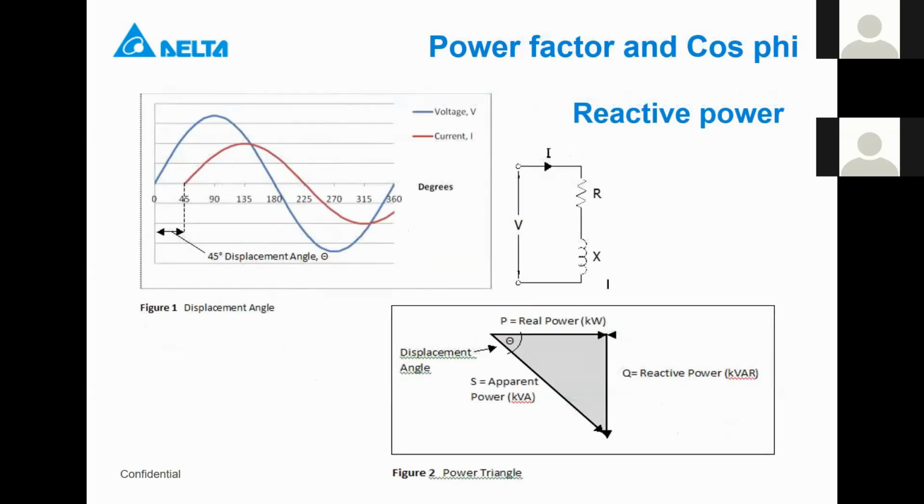The displacement angle will create three types of power. You have the real power, the reactive power, and the apparent power. Energy companies don't like the reactive power because they have to deliver the apparent power to our mains supply, and we are only paying finally for the real power. So the less reactive power we have, the better for the energy company. But is that also the case for us?